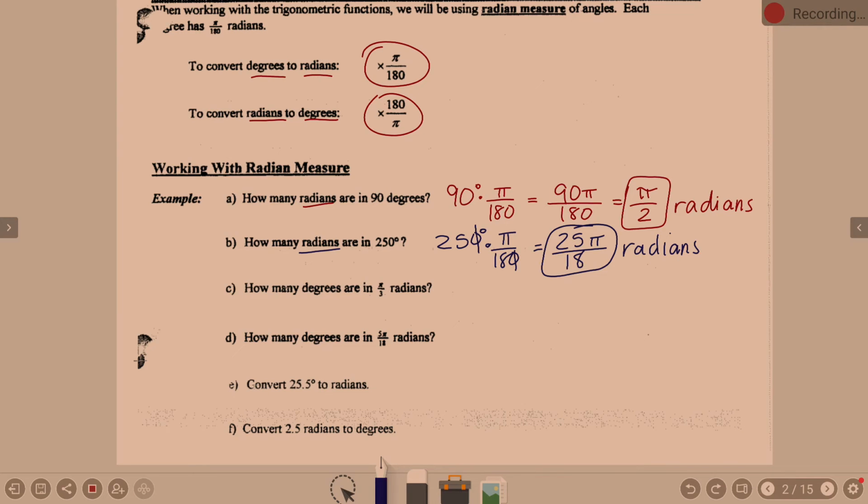Okay, C, you ready to reverse it? How many degrees are in pi over 3 radians? So what are we doing this time? Taking pi over 3 and this time, since we're trying to go to degrees, we're multiplying by 180 over pi. Yeah. Get rid of those pi's, yes?